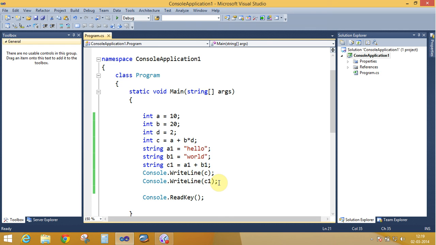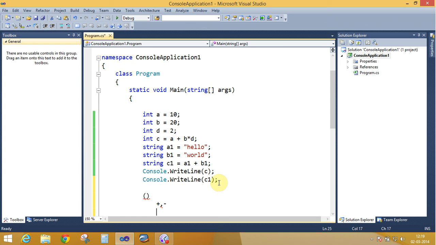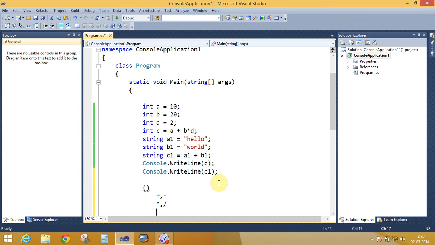Now check the precedence of the operators. First check the parentheses. After that check the unary positive and negative operators, plus and minus. After that check the multiply and star operator, and then lastly check the plus and minus operators.